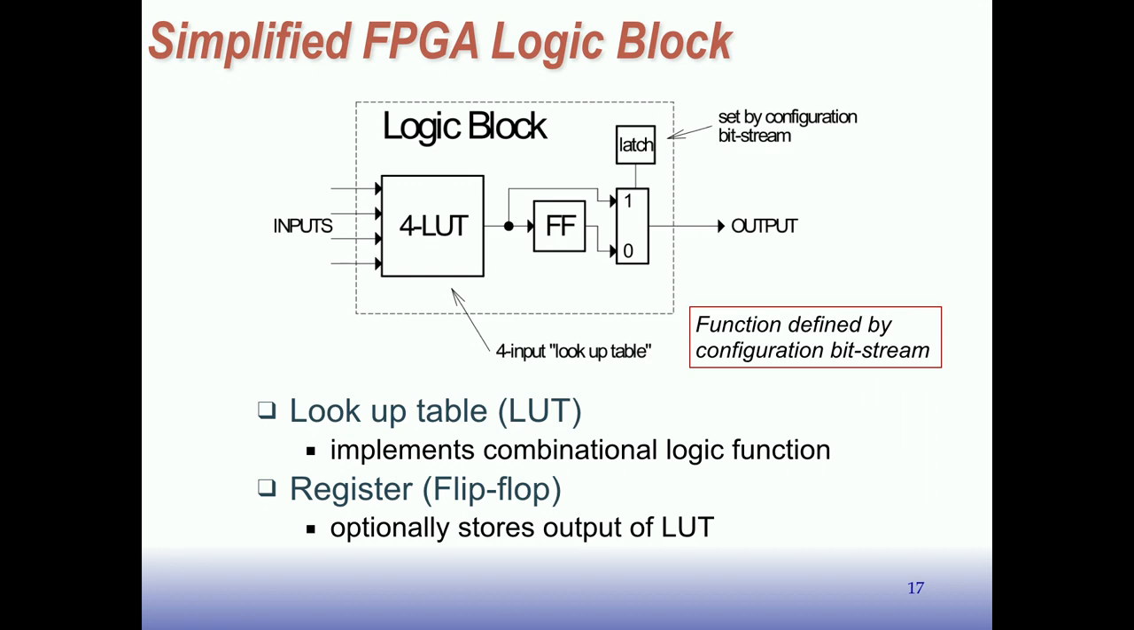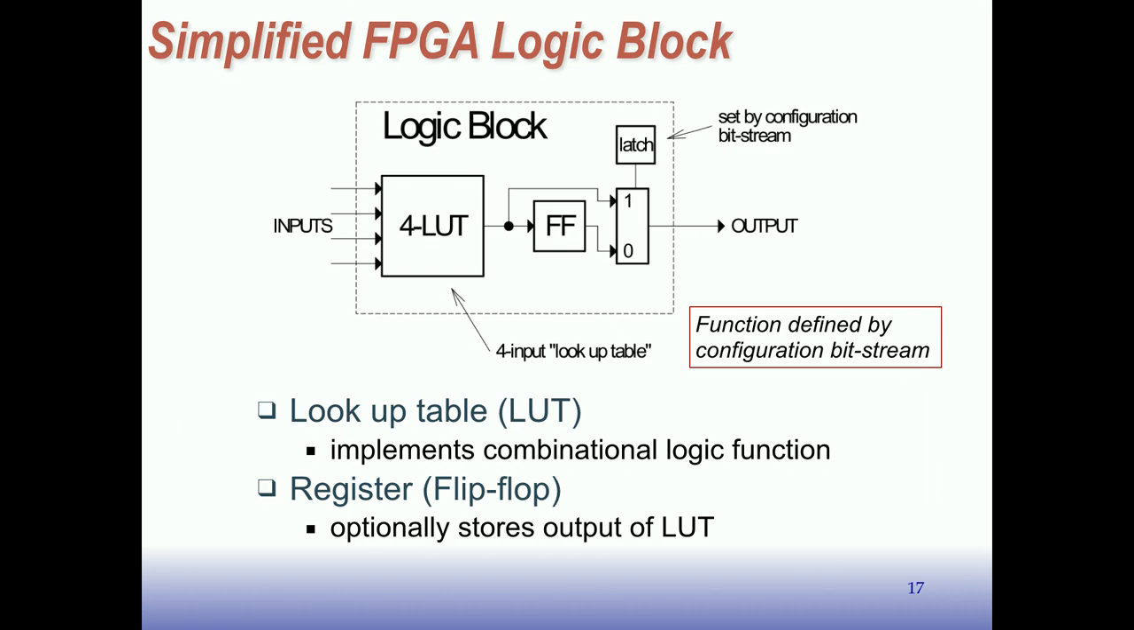Okay, it's kind of a strange thing at first. So you have this thing, which, in my example here, is a 4-input lookup table. There's a flip-flop here, there's a multiplexer here, and there's another latch there. So this lookup table implements a combinational logic function, and we can use this to make, in this case, any function of 4 inputs by setting some latches inside this. I'll show you how that works in a second.